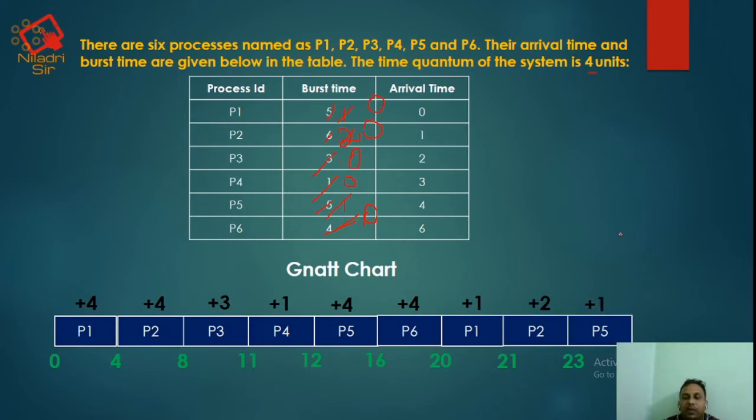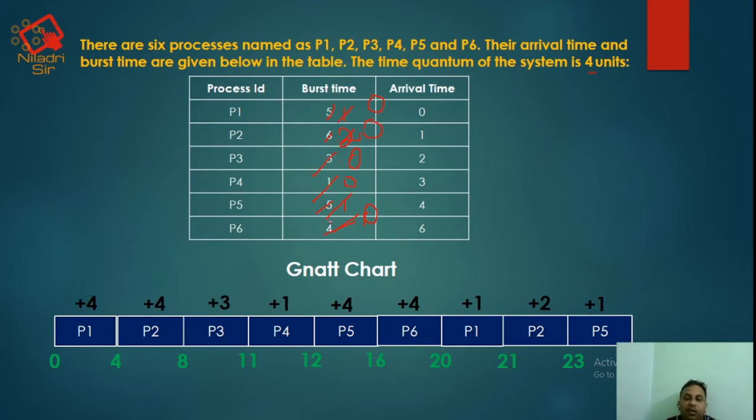So all the processes completed their execution. As you can see, a total of 24 units are required, and if you add it, 5 plus 6 is 11, 14, 15, 20, 24. So the answer is absolutely correct.